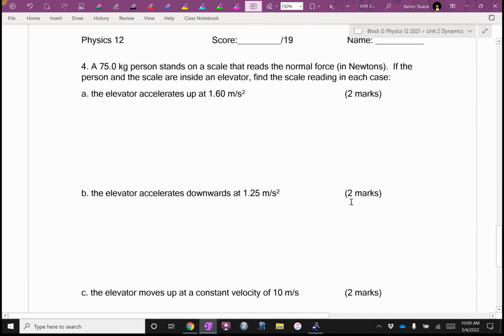Ooh, elevator questions. I like riding on elevators. They're fun. It's like climbing stairs, but without the work.